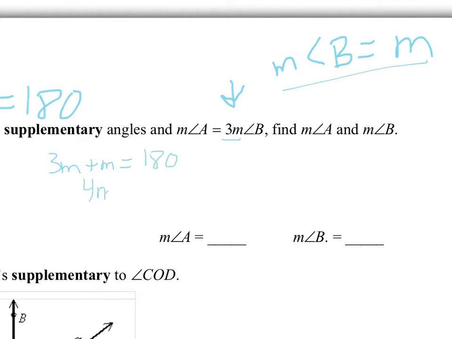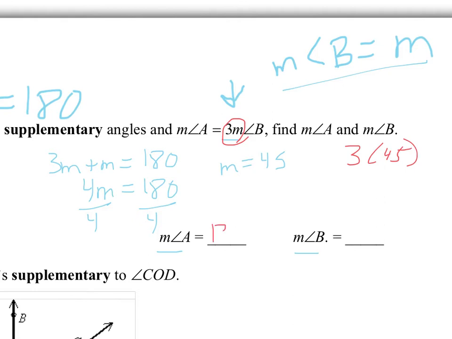When we combine like terms, this is what we end up with. Solve it, divide by 4, and we find that m equals 45. Well, the question asks for the measure of angle A and the measure of angle B. The measure of angle A is 3m, so 3 times 45, which we get 135. And the measure of angle B is equal to m. Well, we found that m was 45, so the measure of angle B is 45 degrees.